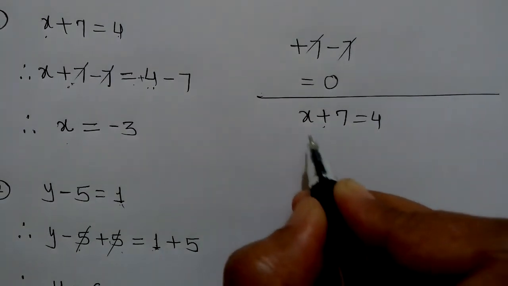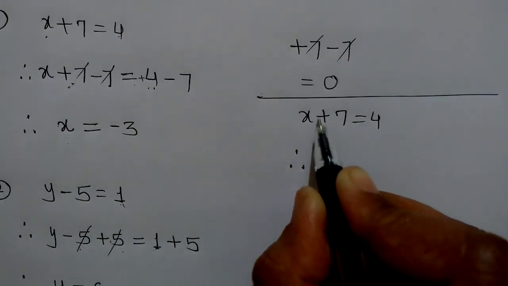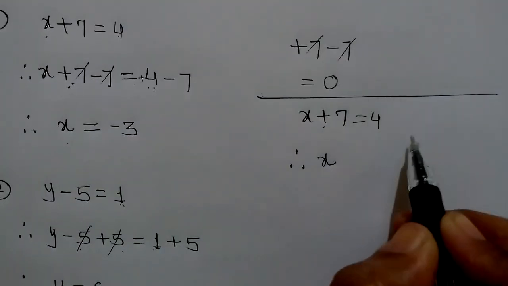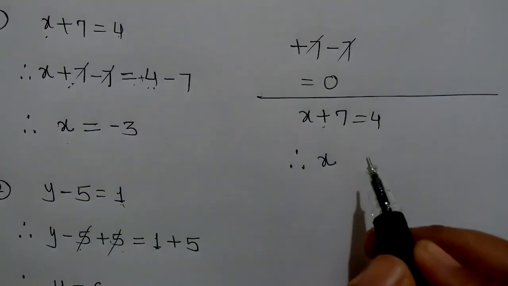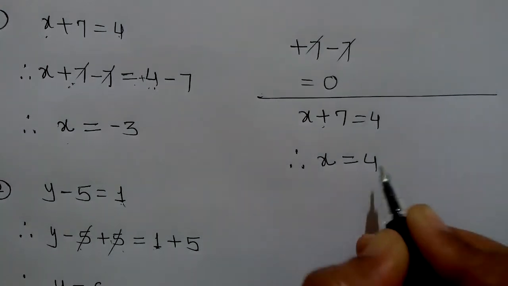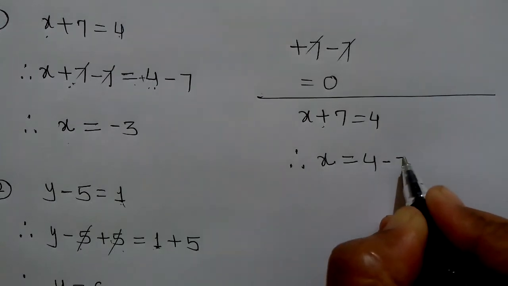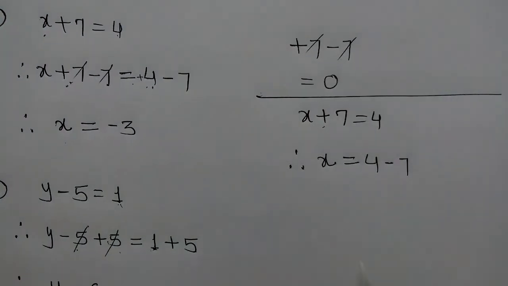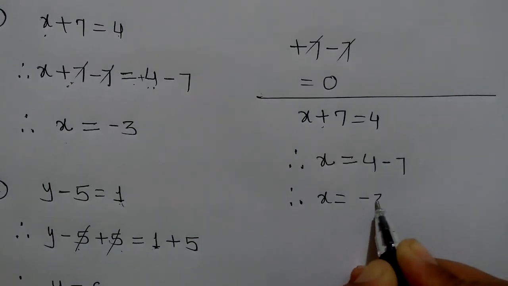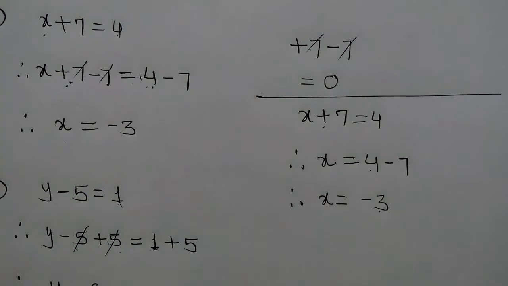What will we do? See here, therefore x. Now we have to change the side of this 7. Here it is plus 7. When it goes to the right hand side, it will become minus 7. Already 4 is on the right hand side. Now we will send this 7 to the right hand side, so it will become minus 7. So here x is equal to negative 3. 4 minus 7 is negative 3.